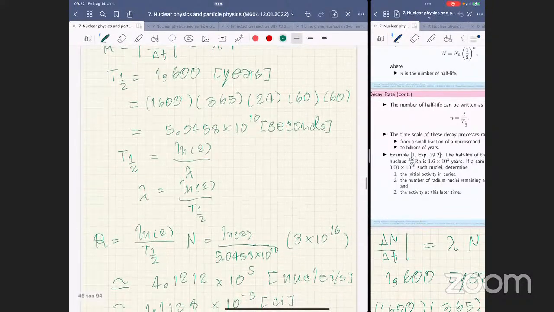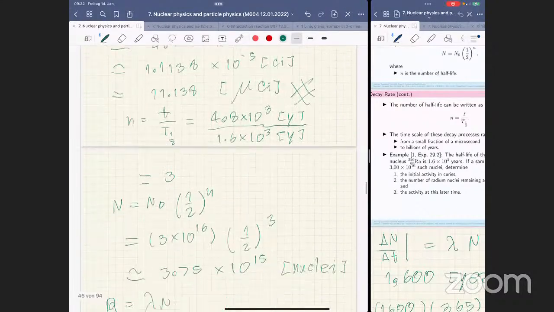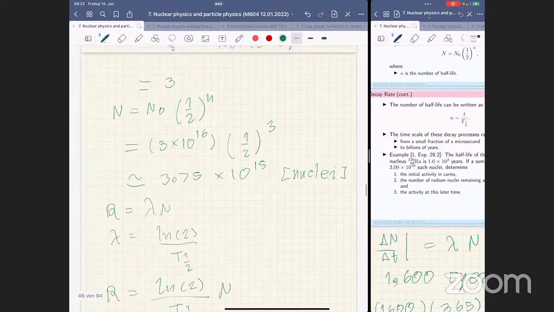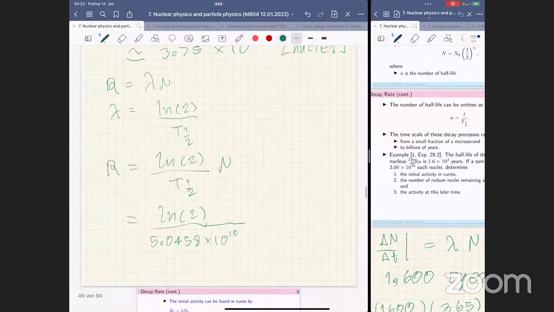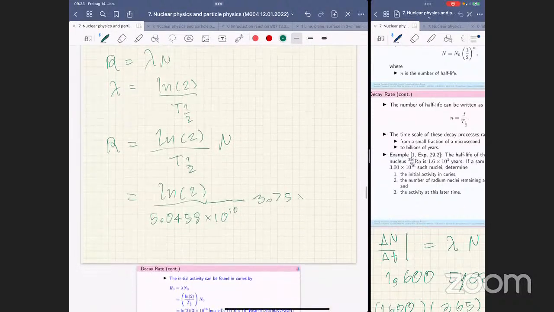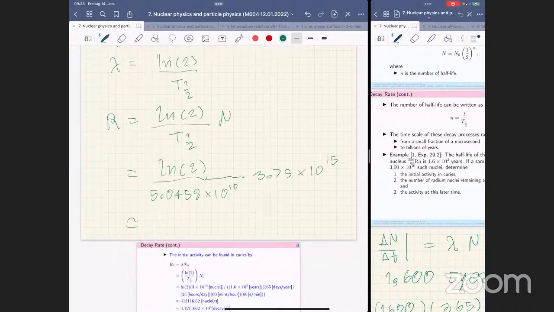It's 4.58 times 10 to 10. 4.58 times 10 to 10. And the number of nuclei at the moment, right, we get 3.75 times 10 to 15, and once you put it into the calculator, you're going to get the result, right?